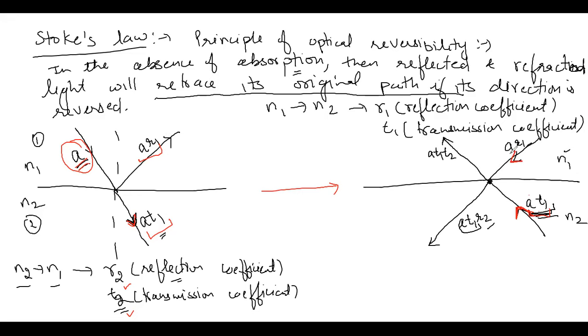Now, if you talk about this light, this is the incident amplitude. You are going from medium N1 to N2. R1 is your reflection coefficient, T1 is your transmission coefficient.